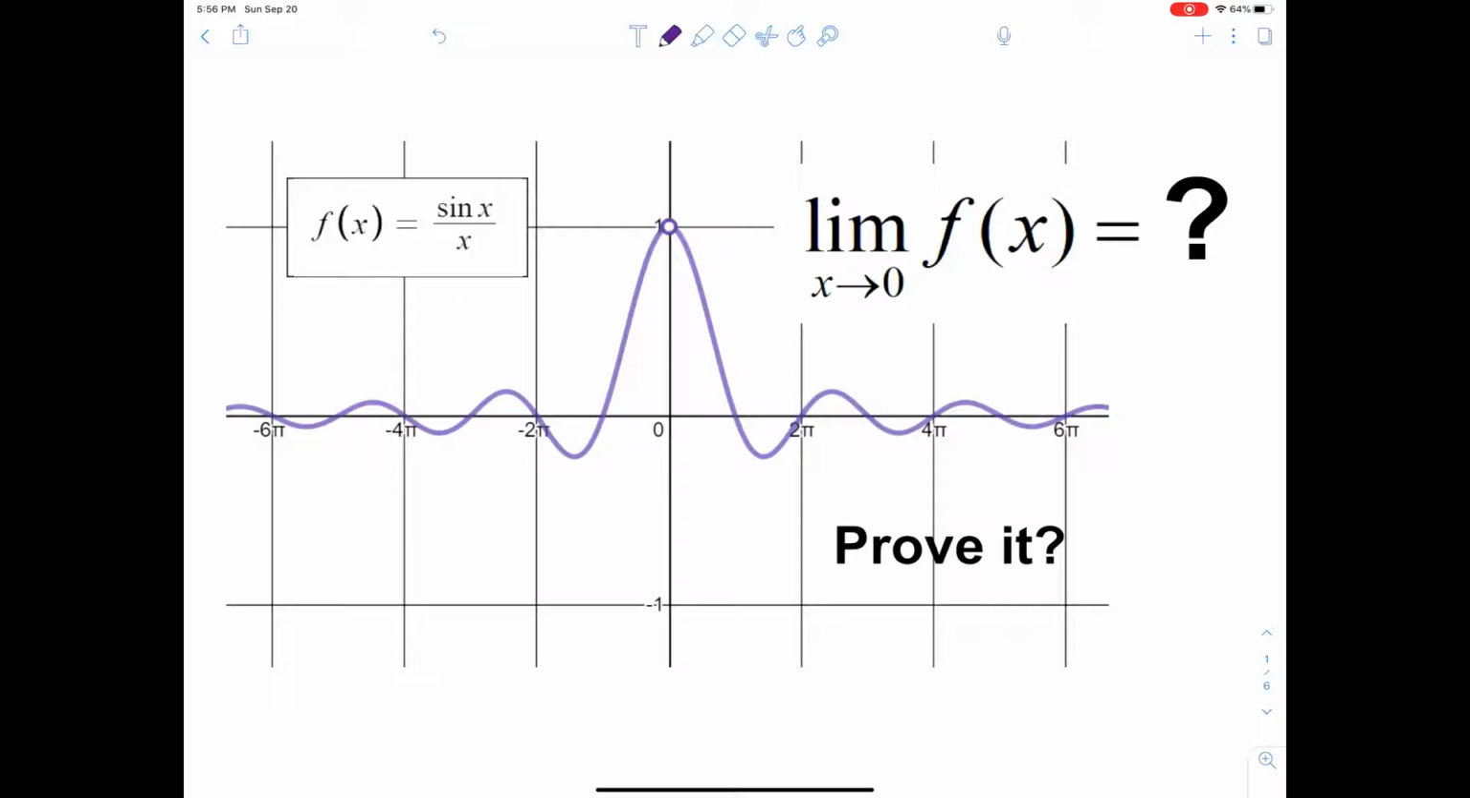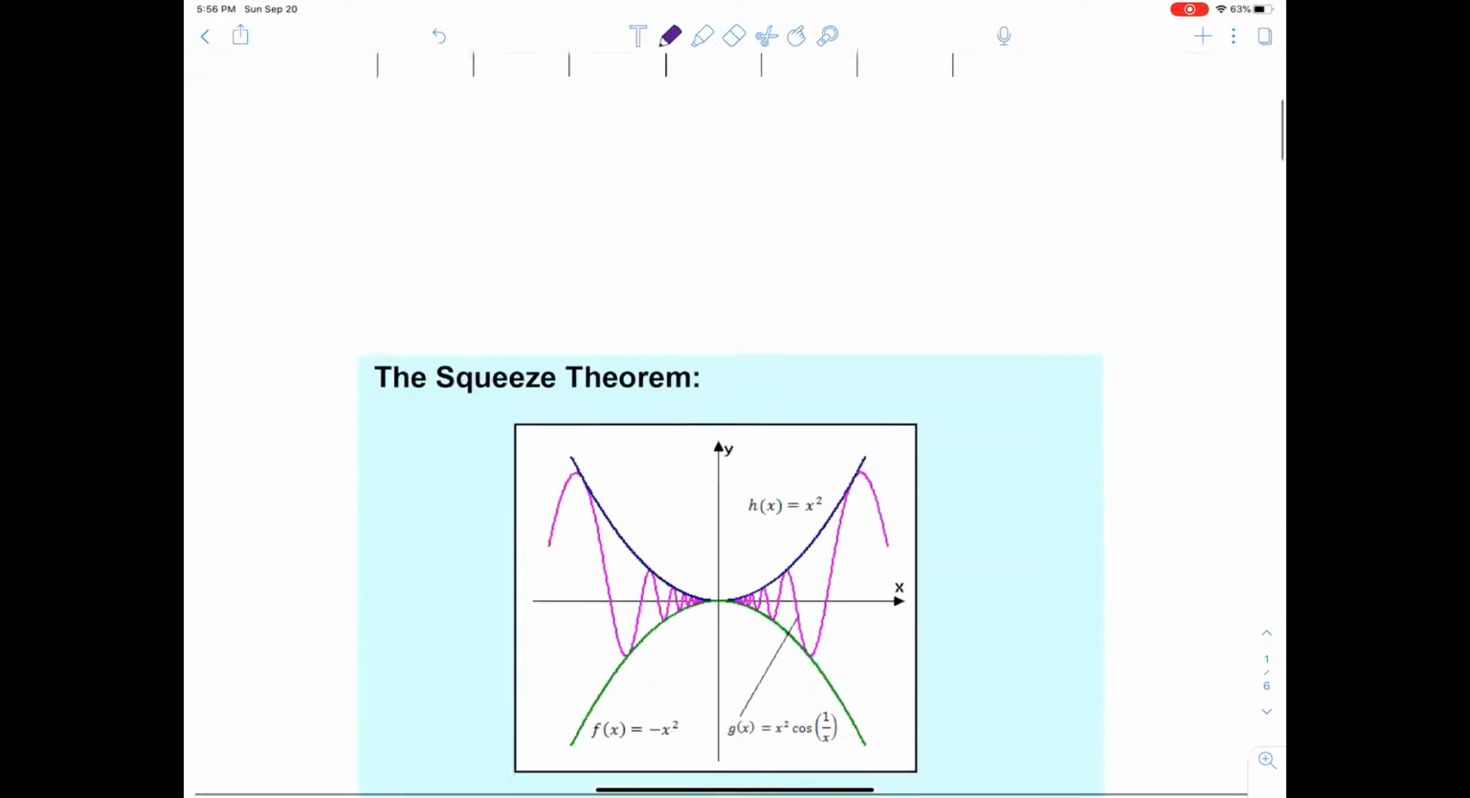So today I'm going to walk you through the proof of why the limit of sine of x over x is equal to 1 using a technique called the Squeeze Theorem. And then I'm going to expand upon that and show you how to do it with a few other functions. Okay, so firstly, what is the Squeeze Theorem?